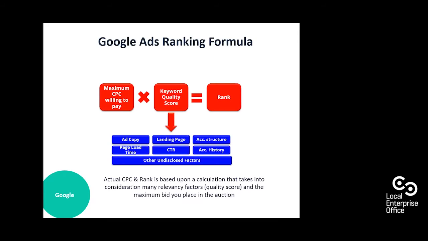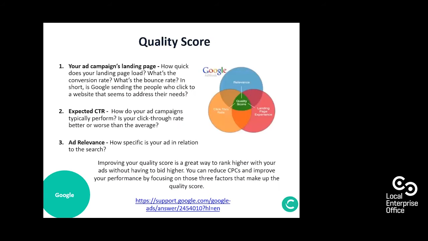So again, if you're unsure about that, you can go to your Google Analytics and have a look at how your website is performing. And what I would suggest is that if you need to make improvements, you make those improvements before you start running Google Ads. So again, your ad campaign landing page: how quick does the page load? What's the conversion rate? What's the bounce rate? A bounce rate is basically where someone comes onto your website, or indeed a web page, and leaves very, very quickly, within 30 seconds. So they visit one page and leave quickly. That's an indicator of a non-performing page or a non-performing website.